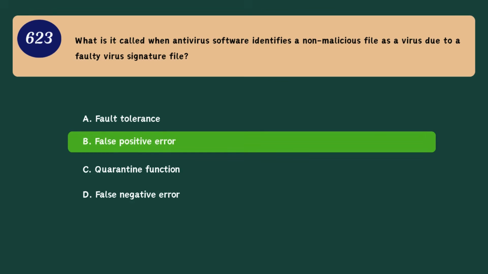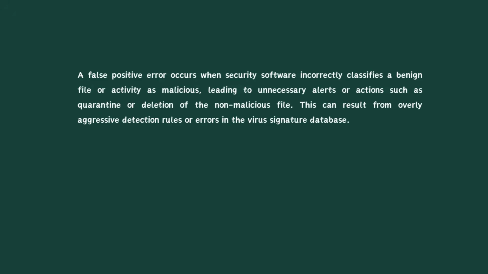Correct answer. B. False positive error. A false positive error occurs when security software incorrectly classifies a benign file or activity as malicious, leading to unnecessary alerts or actions such as quarantine or deletion of the non-malicious file. This can result from overly aggressive detection rules or errors in the virus signature database.